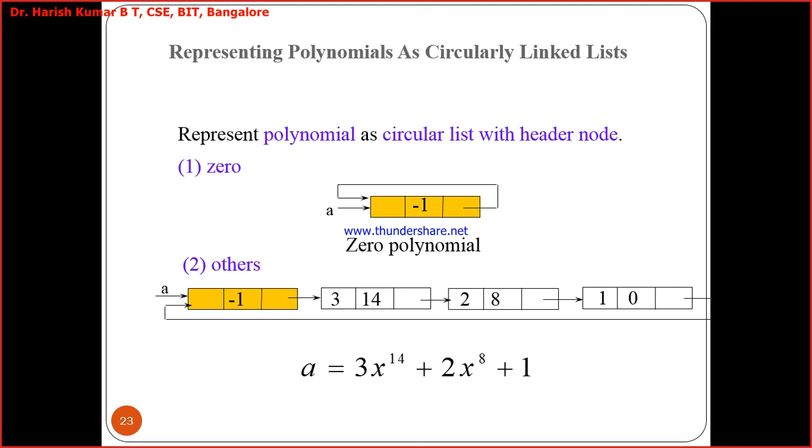This is how a polynomial can be represented using a circular singly linked list with a header node. This is called a header node. The one you're seeing in yellow color is the header node, because my actual polynomial starts from here. Just to link it back, I'm taking a header node.